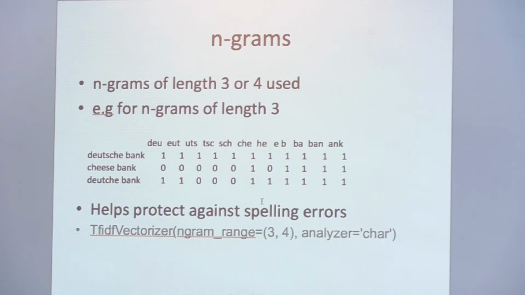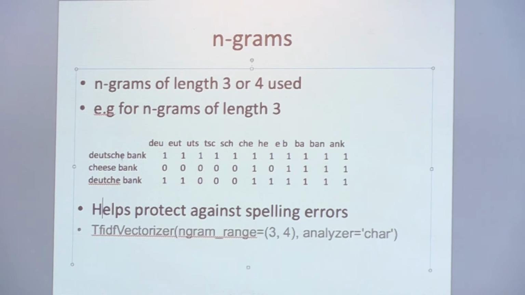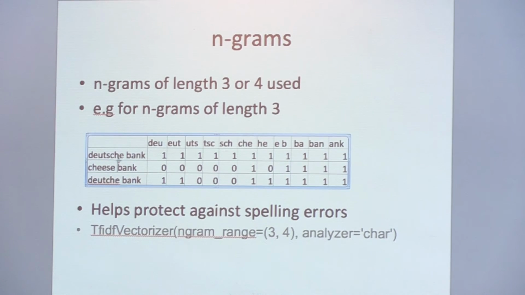And the advantage of using n-grams is it helps protect against spelling errors. If we were to compare Deutsche Bank and a misspelled Deutsche Bank here, if you're just using words, the bottom two would be 50% similar to the top one, and it's only a very simple spelling mistake down the bottom. Whereas if you use the n-grams, you can see there's a much higher overlap between Deutsche Bank and the misspelled Deutsche Bank compared to Cheese Bank and Deutsche Bank.